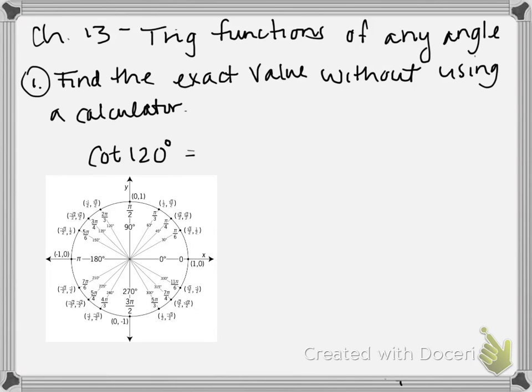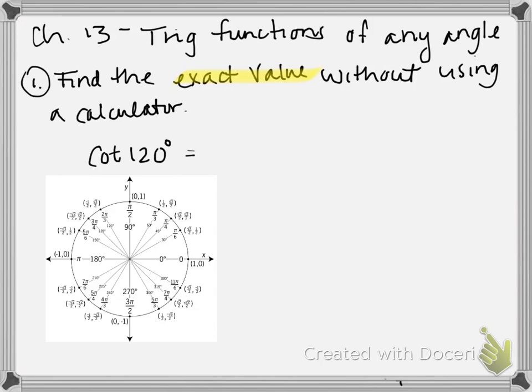This is going to be part 2 of me talking about trig functions of any angle. And in part 2, we're going to be able to use the unit circle or our trig table to evaluate sine, cosine, tangent, cosecant, secant, and cotangent for any angle. So be aware that the directions say find the exact value without using a calculator. That tells me that I'm going to need to use my unit circle or trig table.